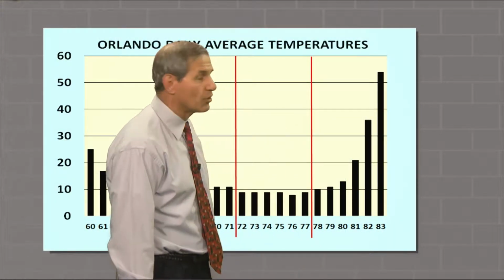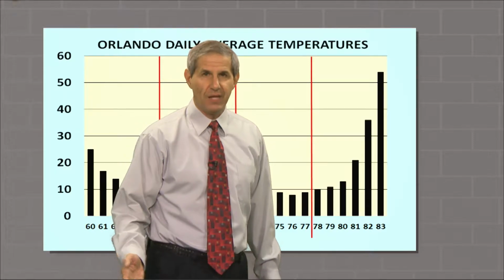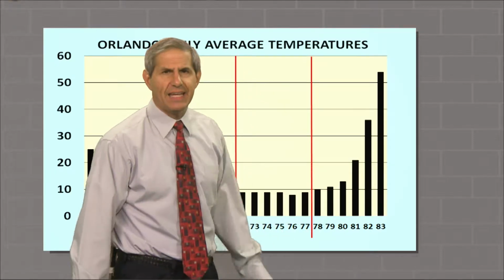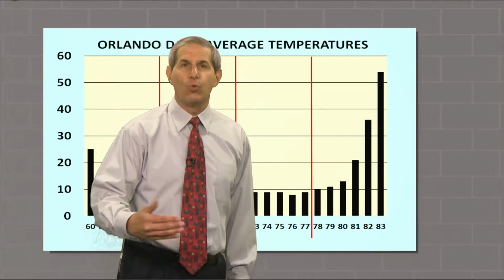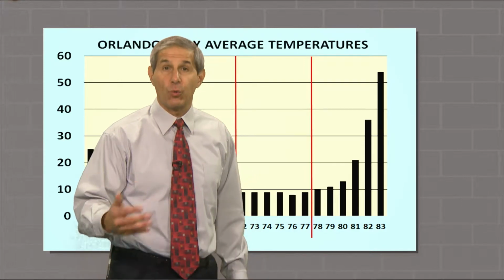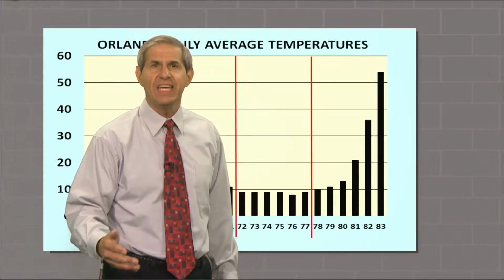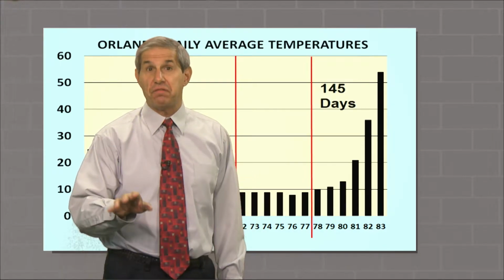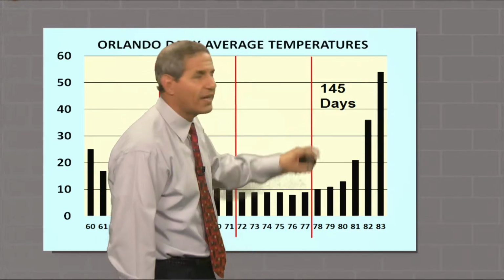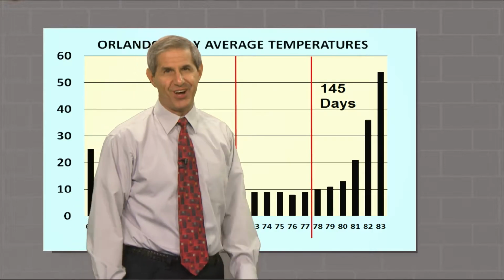And here's what that looks like for Orlando. The counts are very large right at the top at 83 and 82 degrees. So when it gets warm in Orlando, it tends to stay warm for a long time, giving a relatively large number of days in that upper quartile. In fact, using the alternate definition, summer in Orlando is 145 days long.